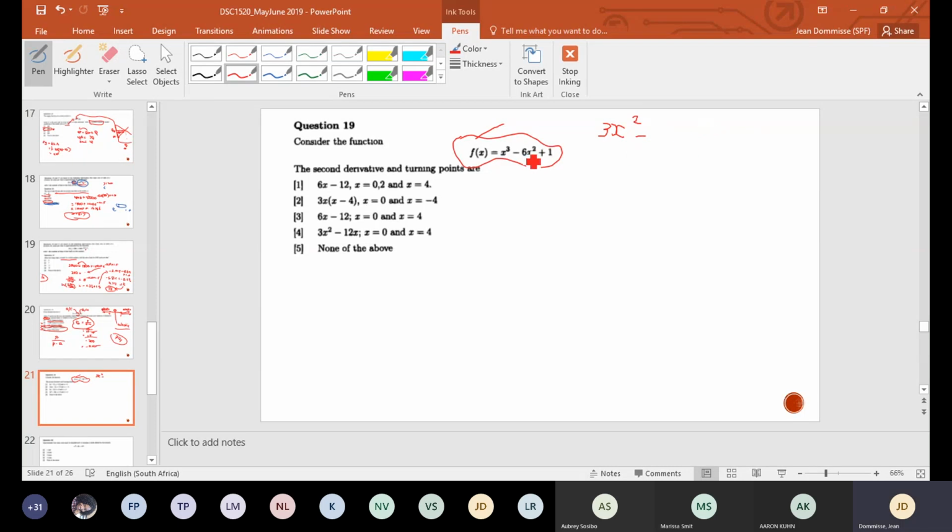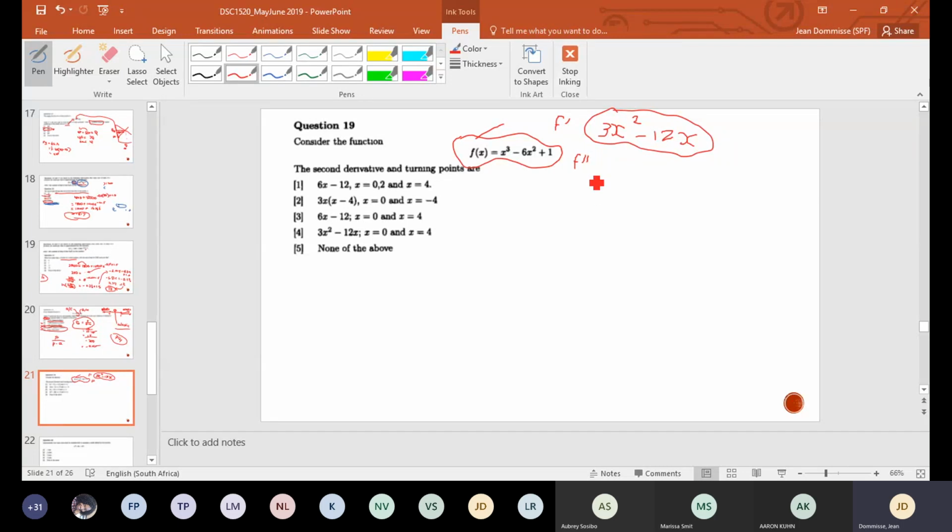The 2 is multiplied by the 6, so we get minus 12. The 2 minus 1 gives you 1, so it is x. And the c, here the plus 1 disappears, so that is your first derivative. We haven't done a second derivative nearly in any of the assignments, I think. So second derivative is just that we derive this one.